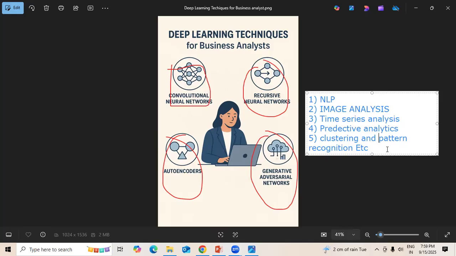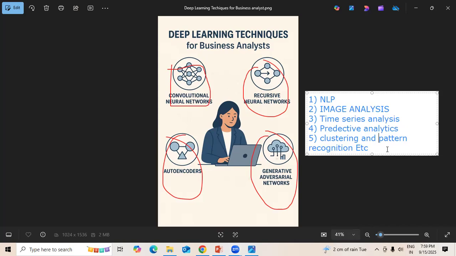So these are the different deep learning techniques a business analyst should know. As we go into detail on the role of a business analyst in artificial intelligence, there are many others, but these are the major ones. These are the nine.